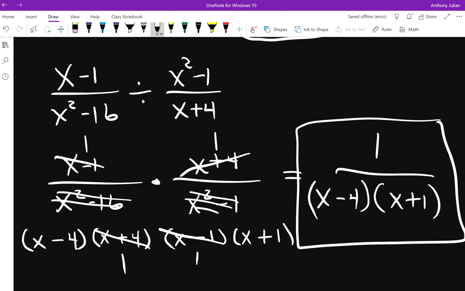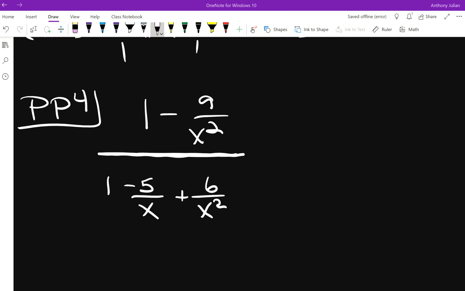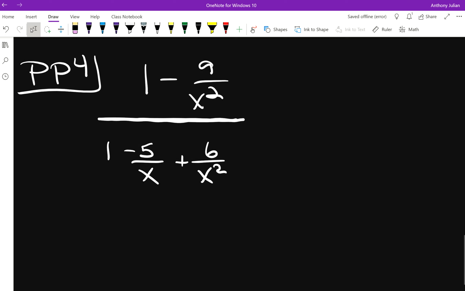How about let's go on to our next one, example or practice problem 4. All right, check out practice problem 4 here.